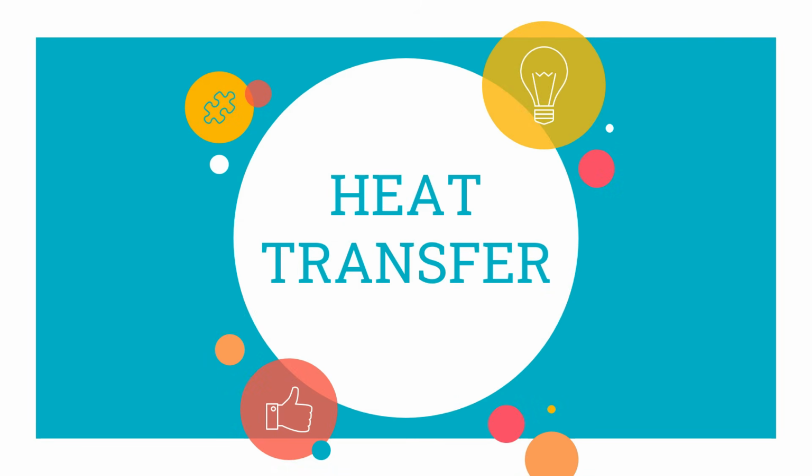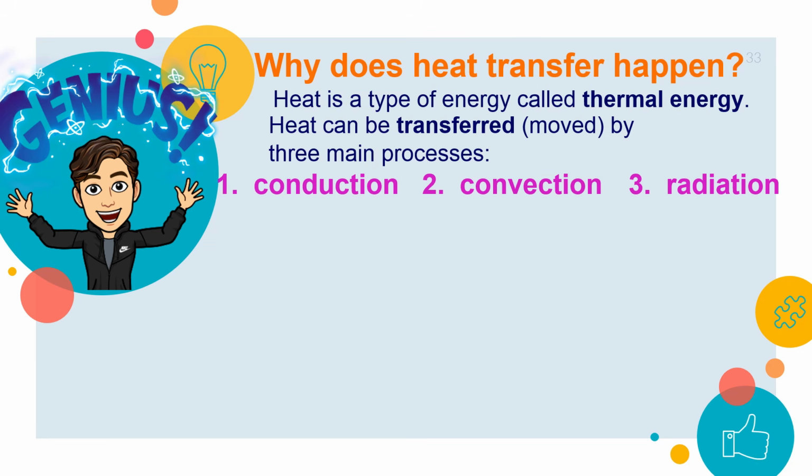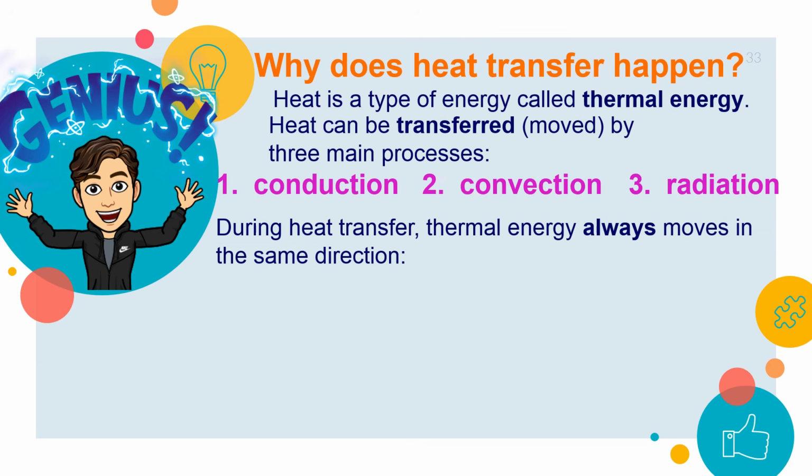Now, let's take a closer look and explain yung iba't ibang paraan kung paano naipapasa yung init. You might be wondering or baka nagtataka ka, bakit ba naipapasa yung init? So, yung init is yung isang klase ng enerhiya na tinatawag na thermal energy. Yung heat can be transferred sa tatlong paraan. Yung una ay tinatawag na conduction, ikalawa naman is convection, and the third one would be radiation.